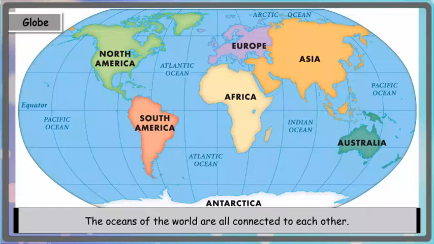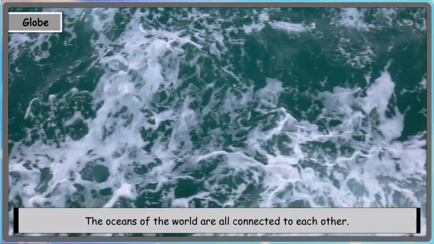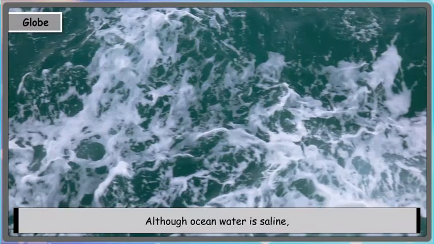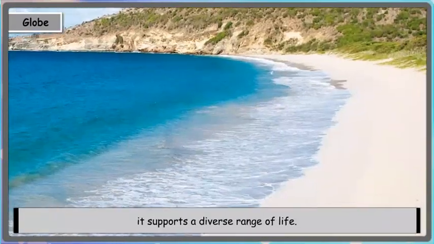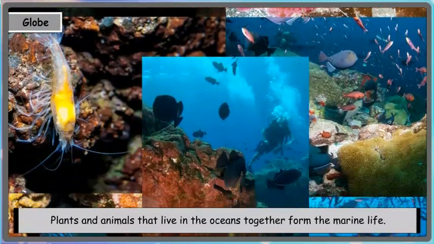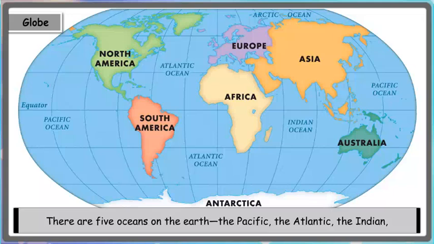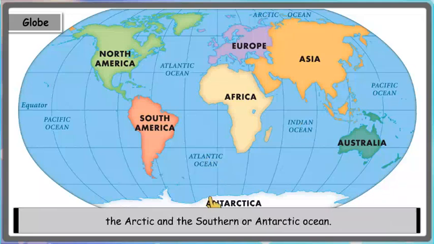The oceans of the world are all connected to each other. Although ocean water is saline, it supports a diverse range of life. Plants and animals that live in the oceans together form the marine life. There are 5 oceans on the earth: the Pacific, the Atlantic, the Indian, the Arctic, and the Southern or Antarctic Ocean.